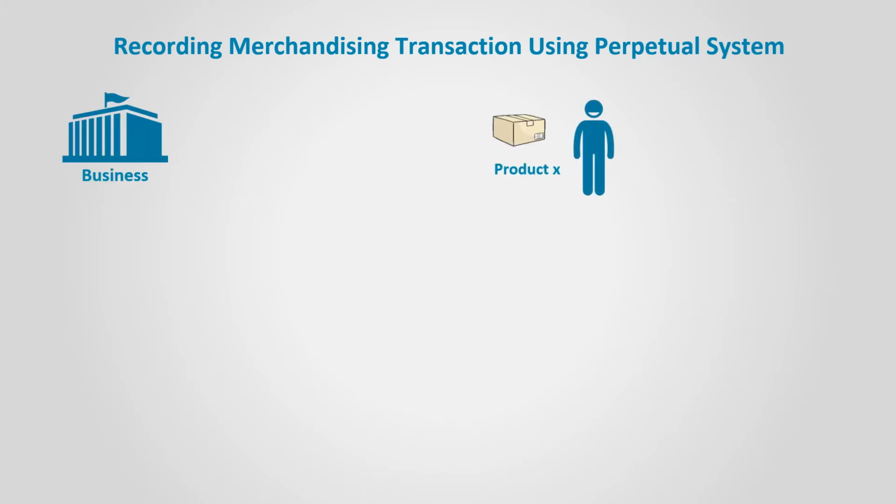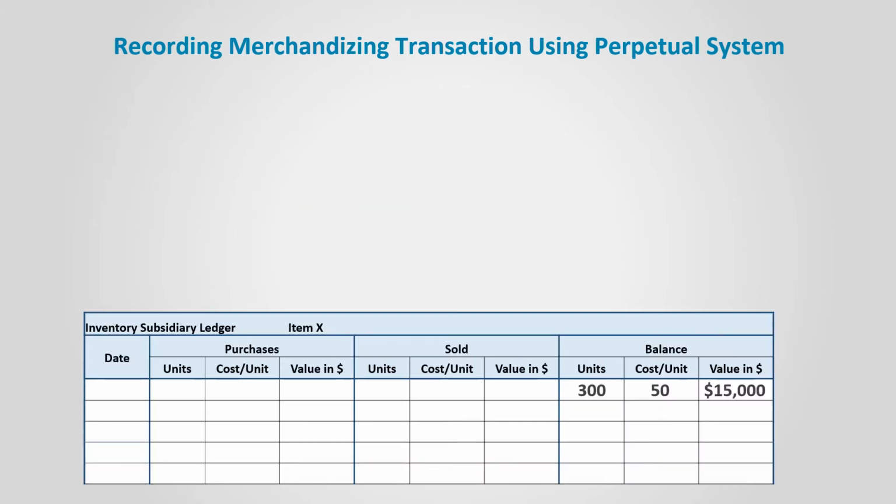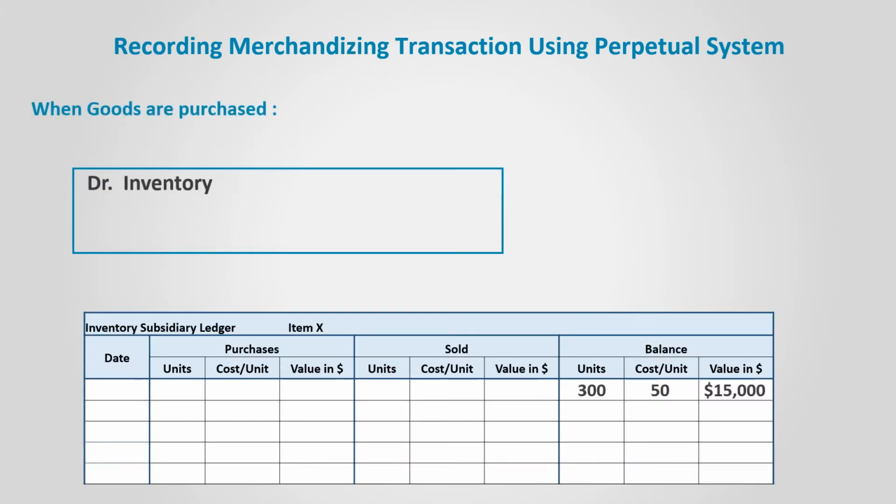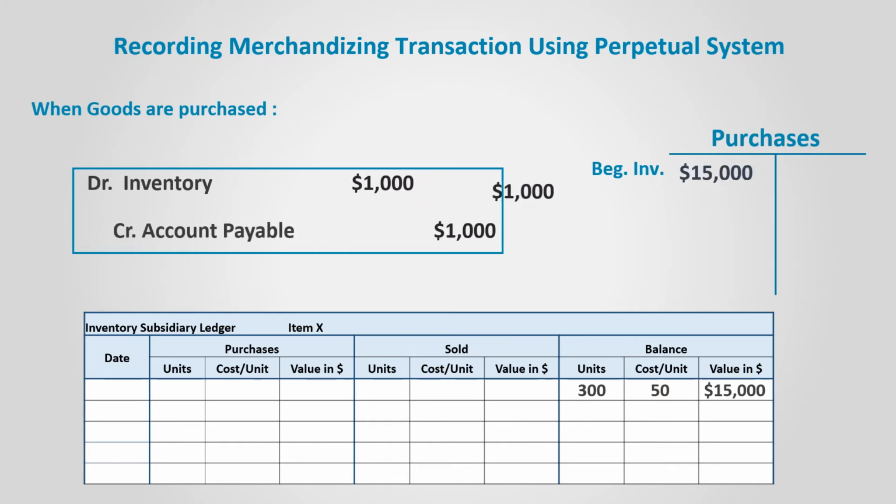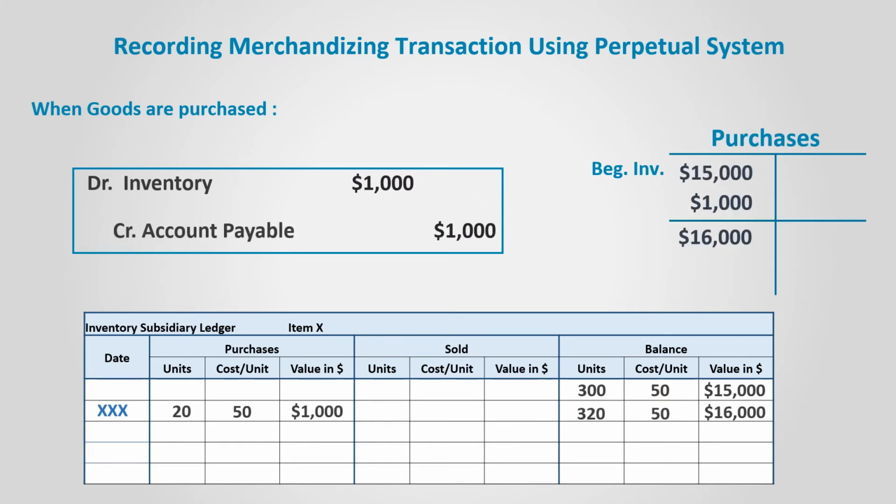How are merchandising transactions recorded using a perpetual accounting system? Let's assume that the business bought product X from a supplier for $1,000. The terms of payment are 2/10 net 30. When goods are purchased, they are recorded in the inventory subsidiary ledger of product X and the balance is updated.